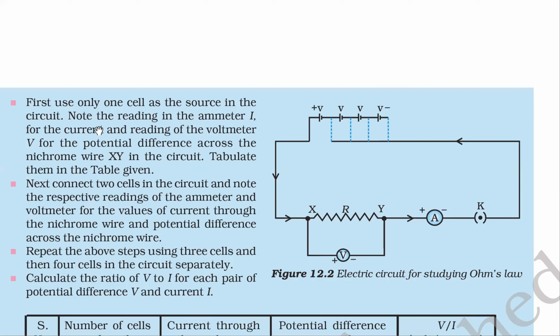So note what we are doing. We are connecting these batteries. First we connected one, then two, then 3 and 4. Here this R is the resistance of the nichrome wire, and XY is the nichrome wire. Now this is the ammeter which measures current. This is a switch and this is a voltmeter.